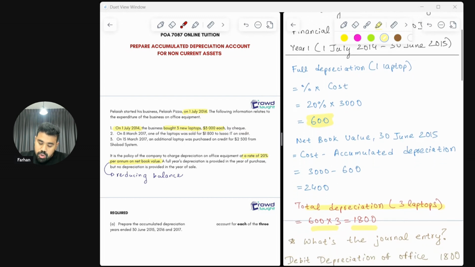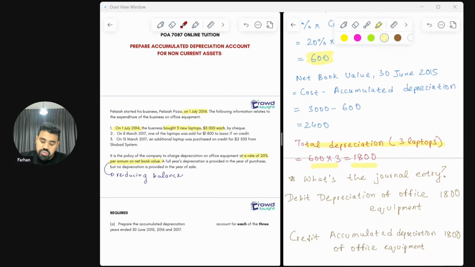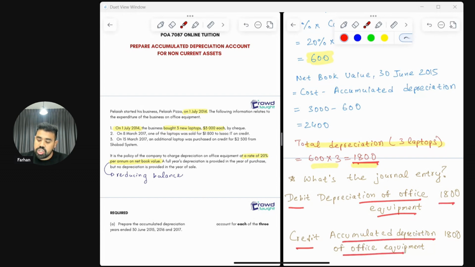Now, my question to you is, what's the journal entry for this total depreciation for three laptops of $1,800 that we have calculated in year one? If you want to do the journal entry, it's always debit depreciation of office equipment, which is basically you increasing the expense by $1,800, and then you credit accumulated depreciation of office equipment by $1,800, which is a contra asset account. And what do I mean by a contra asset account? It records the reduction for a relevant non-current asset account, which in this case is the office equipment account.